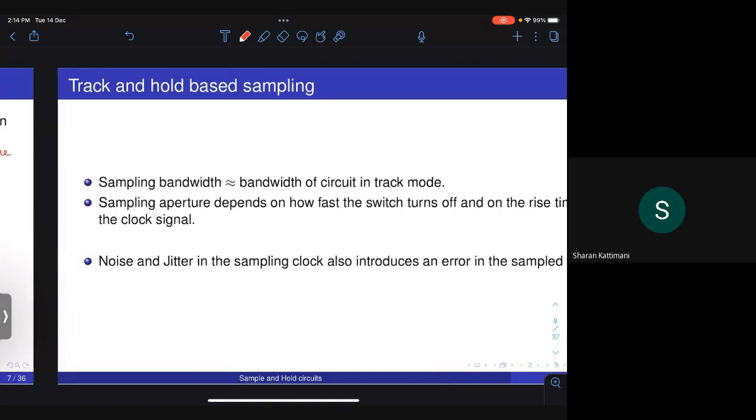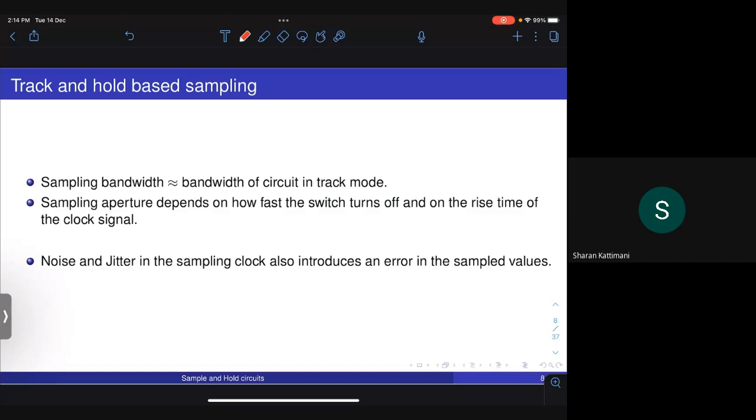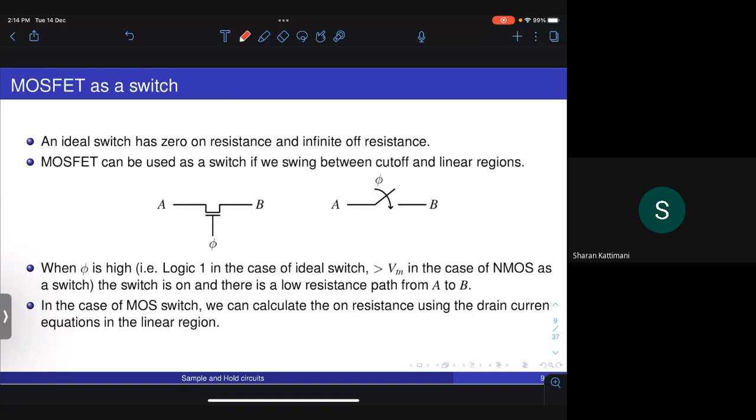So that is the error that can be introduced in the sampling process. Okay, so that's just a quick background of what is sample and hold and what is track and hold. We are interested more in circuits, how to make circuits which can do this operation of sampling and hold, and what are the things that we need to take care of when we do that.